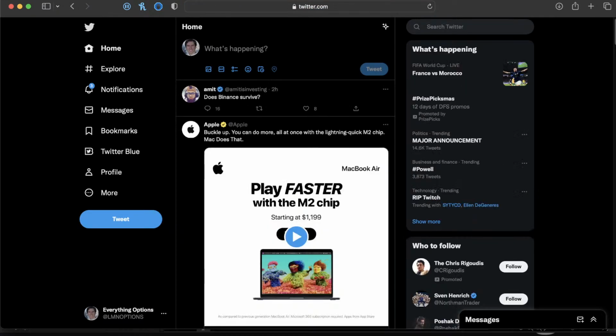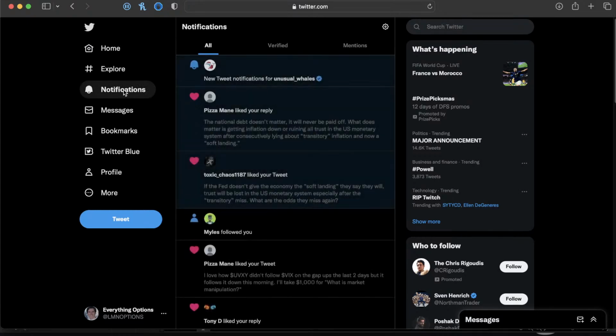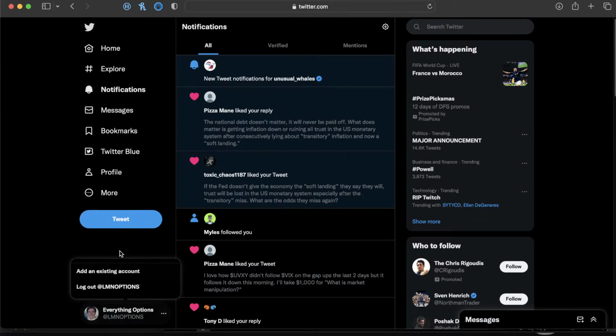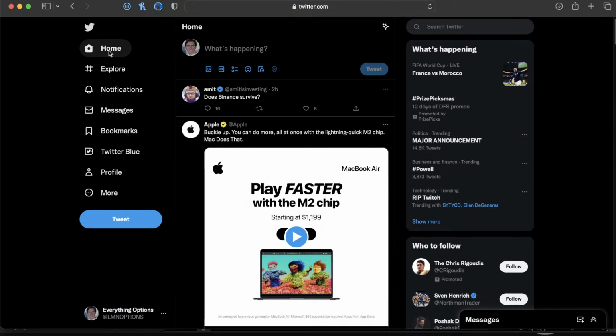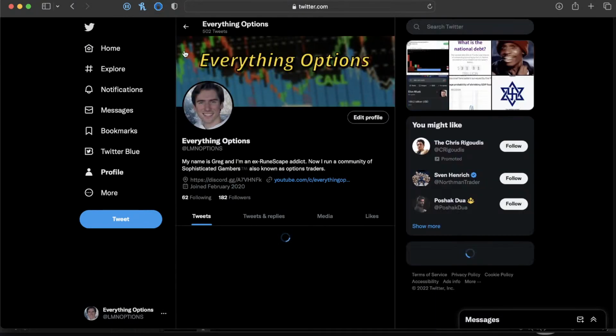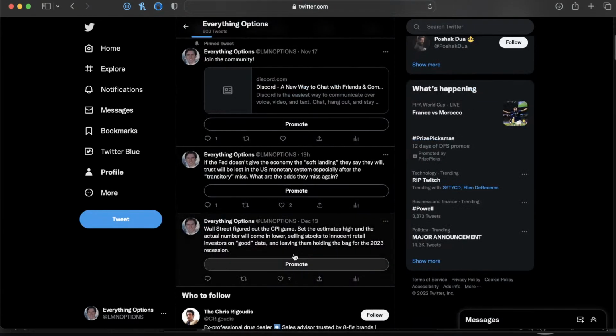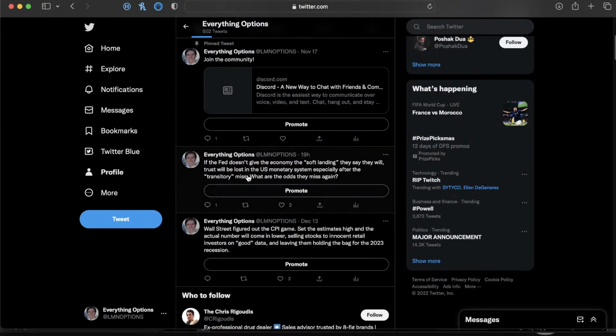If the Fed doesn't pull off the soft landing, this is something that I tweeted about a couple of days ago, I think. Thank y'all for the ones in the chat. Let's see. Going over to the Twitter page. If we don't get a soft landing, basically people are going to lose trust in the U.S. monetary system. This is a theory that I came up with yesterday. If the Fed says they will give the economy a soft landing, and we do get a recession, trust will be lost in the U.S. monetary system, especially after the transitory miss. So what are the odds that they miss again?